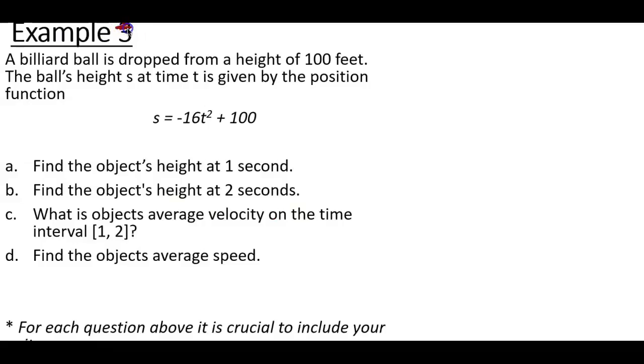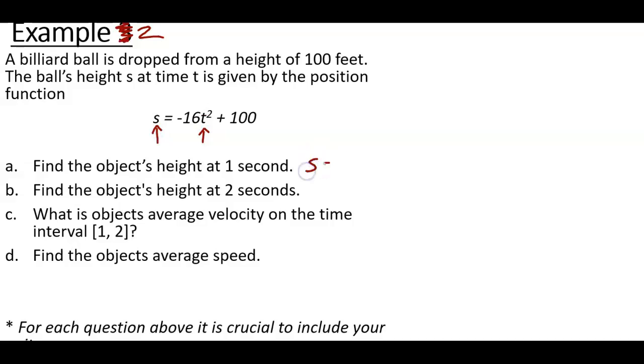All right, let's go ahead and take a look at example 2. A billiard ball is dropped from a height of 100 feet, and the ball's height, s, at time t, is given by this position function. s equals negative 16t squared plus 100. Find the object's height at 1 second. That means we're going to plug 1 in for our time, and the output will be the height of the object at that point in time.